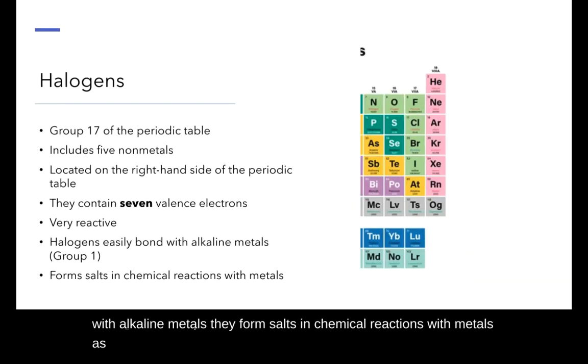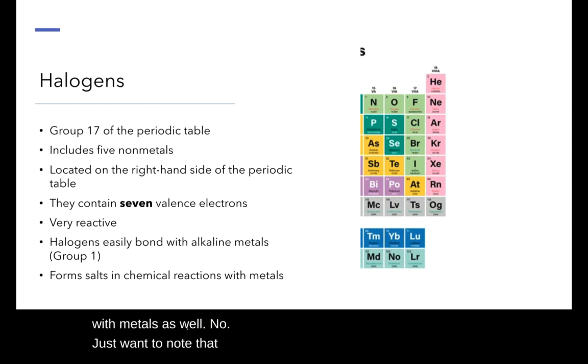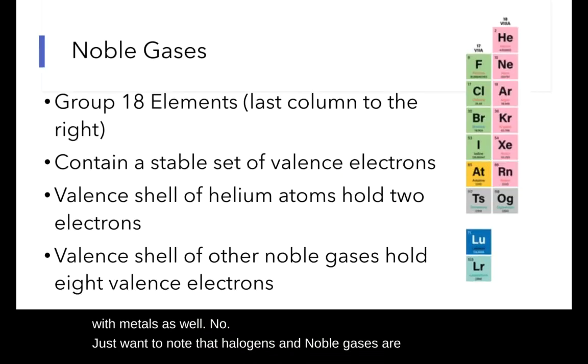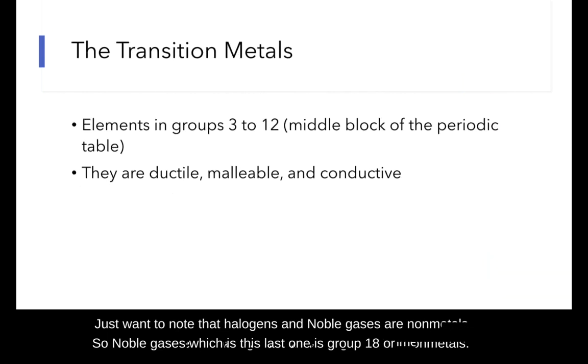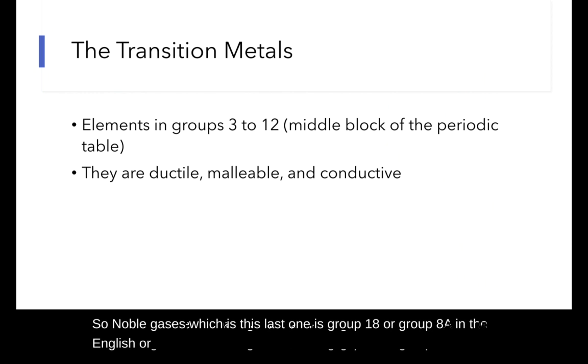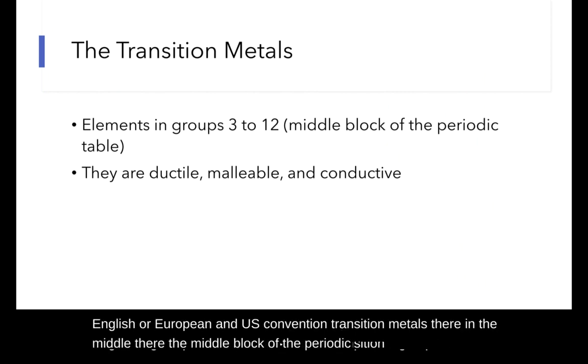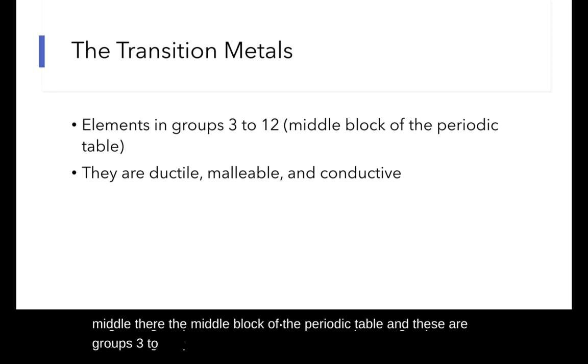Now, I just want to note that halogens and noble gases are nonmetals. So noble gases, which is this last one, is group number 18 or group 8A in the US or European convention. Transition metals, they're in the middle. They're the middle block of the periodic table, and these are groups 3 to 12. These are ductile, malleable, and conductive.